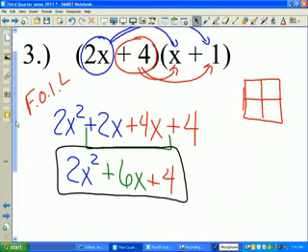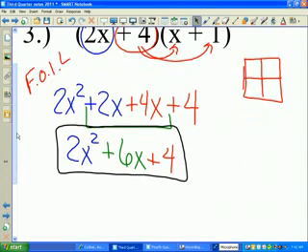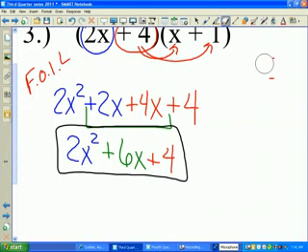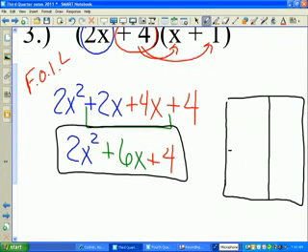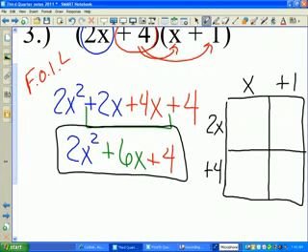Now if I wanted to do the same thing, but I wanted to use the box method, I'm going to give myself some room. I know I'm multiplying 2 binomials, so that means I should have a total of 4 boxes. On this side box, I'm going to have 2x plus 4, and on this top box, I'm going to have x plus 1.